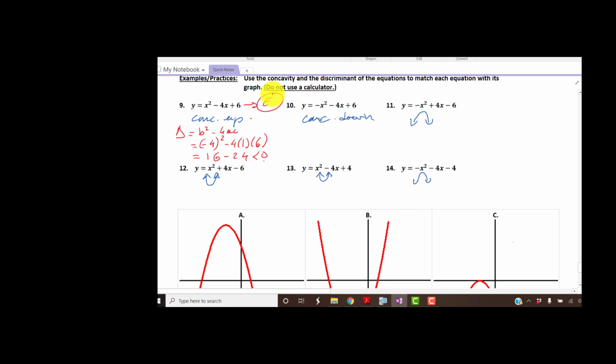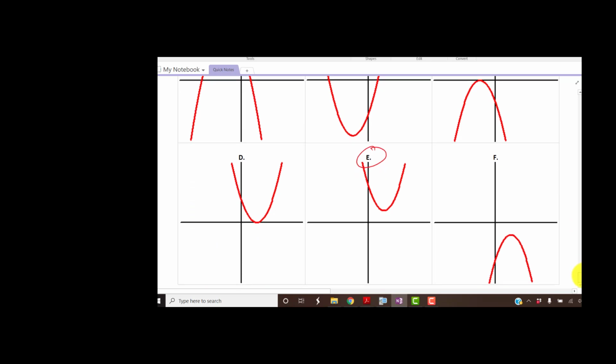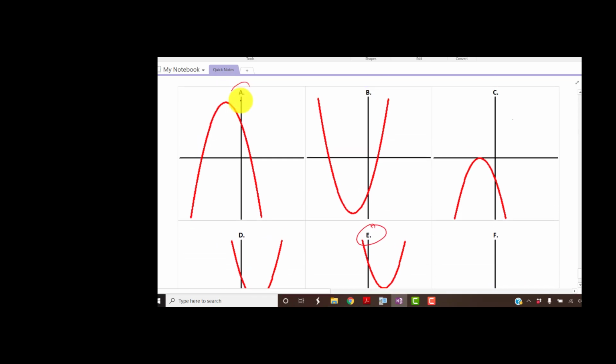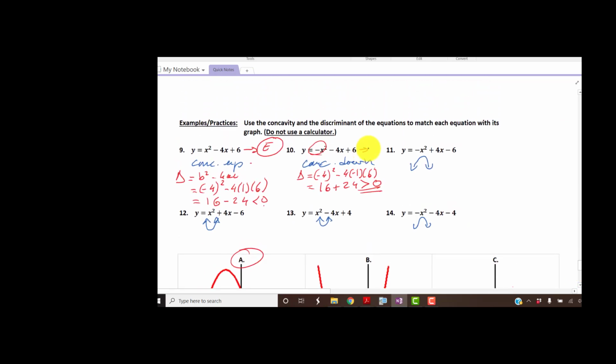What about 10? Again, let's check out delta. B squared minus 4AC, negative 4 squared minus 4 times A times C. So this is 16. Two negative signs make a plus. 16 plus 24. I don't care what the number is, I know it's positive. So I'm looking for a parabola that is concave down. Delta is positive, that means you have two x-intercepts. Concave down, two x-intercepts, right here. That's the only one, right? Concave down, two x-intercepts. So it is A.